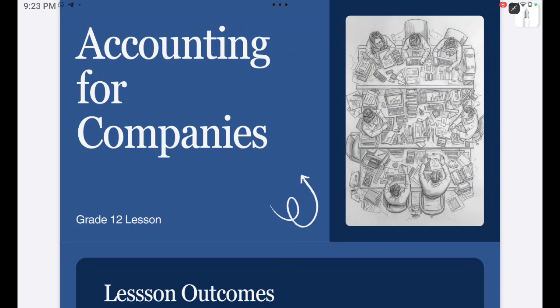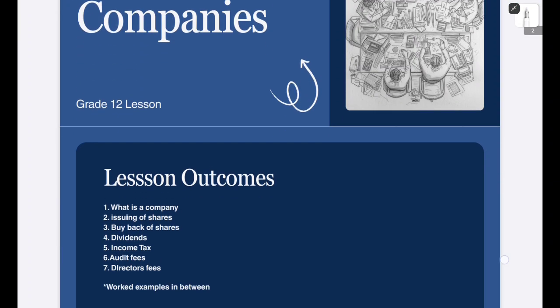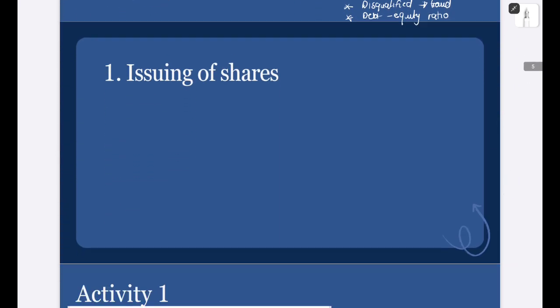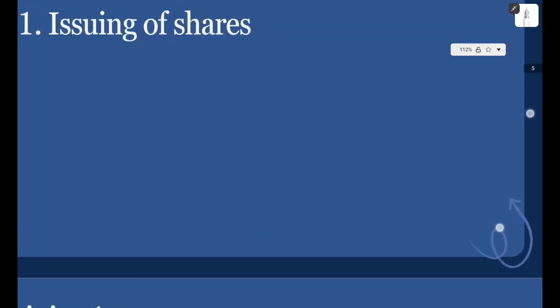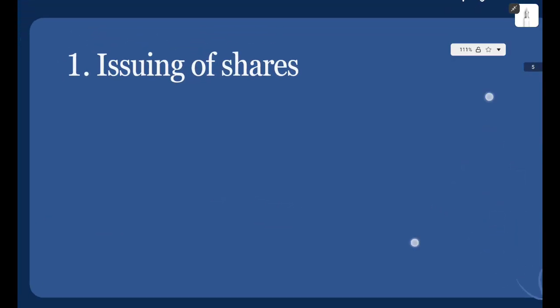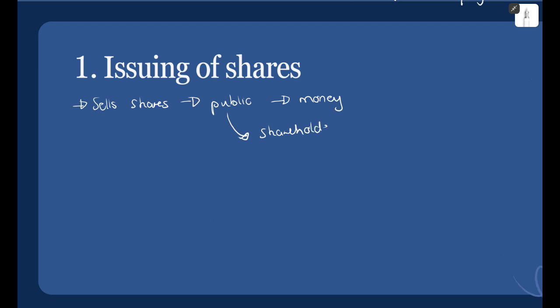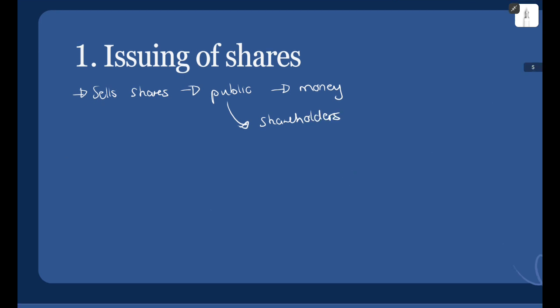The second video on accounting for companies. In our previous video we went over an introduction to companies. Now the next thing we're going to look at is the issuing of shares. So what is issuing of shares? Issuing of shares is where the company sells shares to the public, and in return the public gives them money for those shares. And then those people that buy the shares are called shareholders.